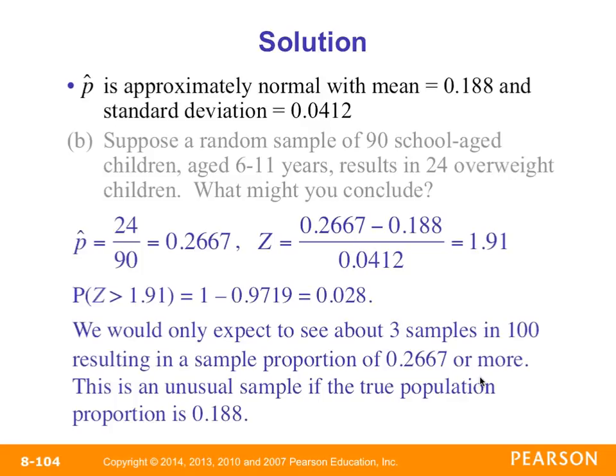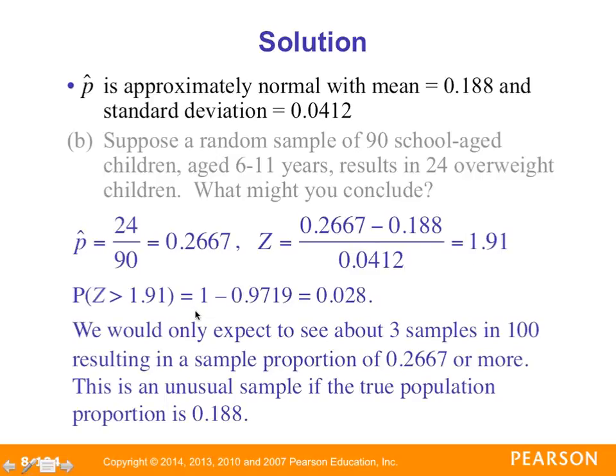Okay, now let's suppose that a random sample of 90 school-aged children is chosen and it results in 24 overweight children. So what might you conclude? For this one, we don't have our p hat, what we're interested in, so we need to calculate it. We take our 24 and divide by our 90 to get our p hat, which is our sample proportion. So we get 0.2667. And if we want to calculate the z-score, we just take our value, subtract our mean, divide by our standard deviation, so we get 1.91.